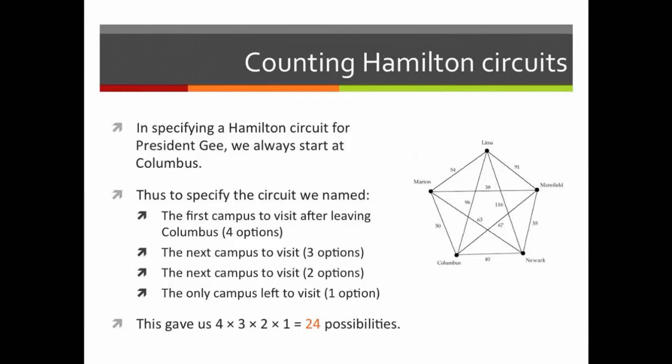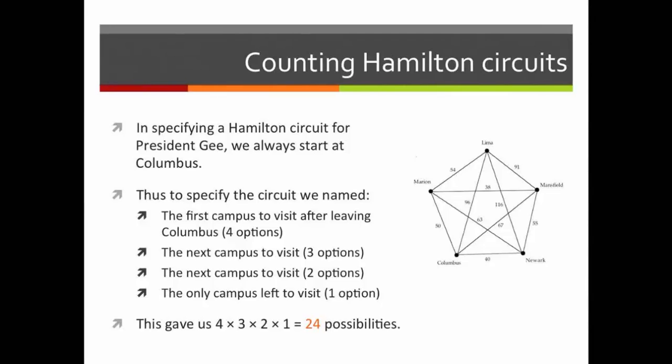Well, of course, the president lives in Columbus. He has his office in Columbus, so he would always think of starting at Columbus. So let's do that. Now, if we want to specify a Hamilton circuit, we know we're going to start at Columbus, so we don't have to make any choices for that. The first thing we need to decide is, where do we go from Columbus? After leaving Columbus, where do we go? And you'll see that there are four possibilities, right? You can go to any one of the four regional campuses. So pick one. Let's say we go to Mansfield, beautiful Mansfield.